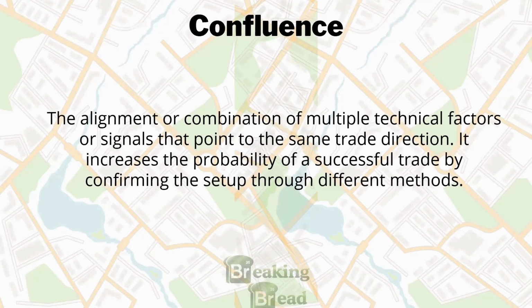Now you want to build your confluence between your higher time frames and your lower time frames. Now your confluence, this is the alignment or combination of multiple technical factors or signals that point to the same trade direction. It increases the probability of a successful trade by confirming the setup through different methods. So it's just combining signals from both the higher and lower time frames, which gives you more confidence in your trades.